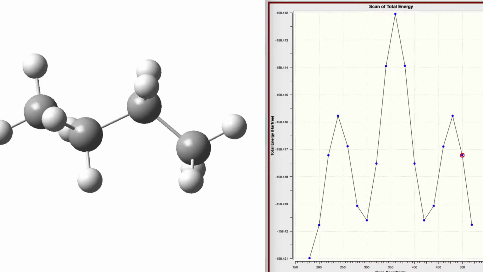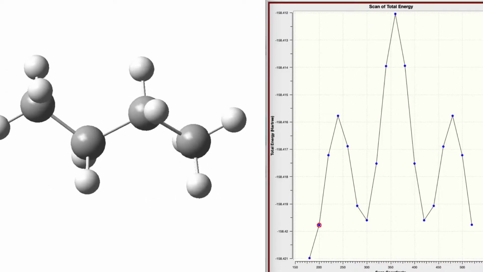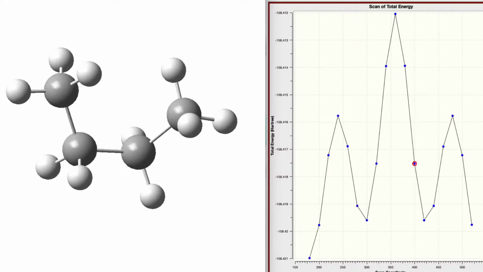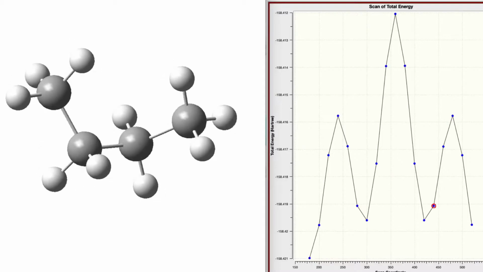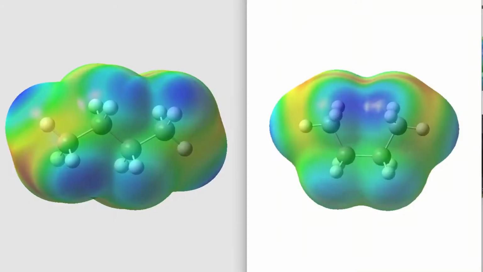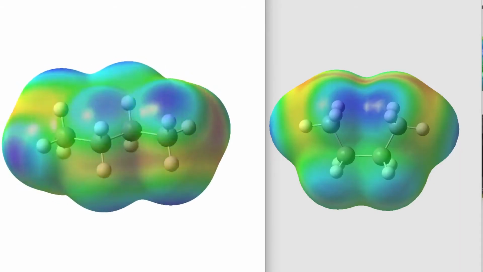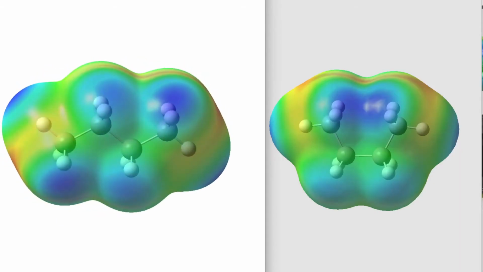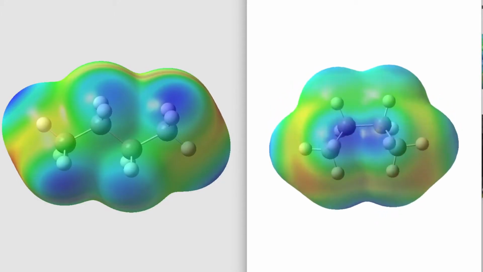Using software, we can map the energy of each conformation of the butane. Here we see that the molecule is at its lowest energy when the ends are pointed in opposite directions, and at its highest energy when they're pointed towards each other. We can even map the charge onto its electron density to see how the first conformation spreads out the charge evenly, while the second causes the charge to be much closer together.